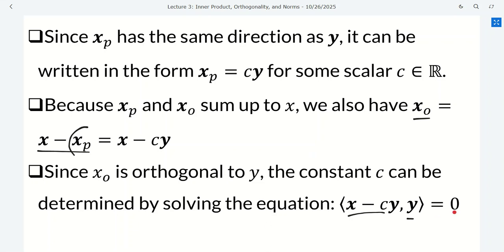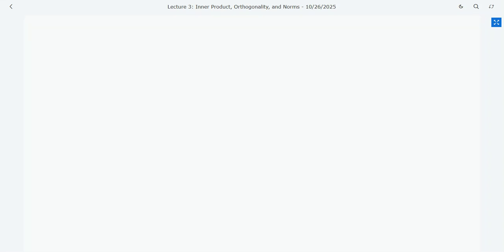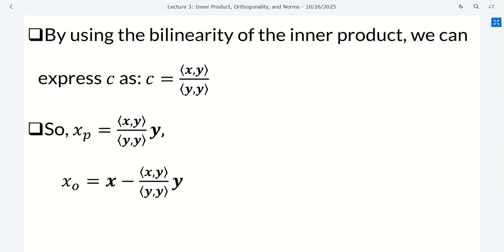So that is what we have done. Now when we go on and do the calculation, we will end up getting this, where x naught is equal to x minus the inner product of x and y over the inner product of y, multiplied by y itself. So this is the projection. We are projecting x onto y. This is how it is expressed.